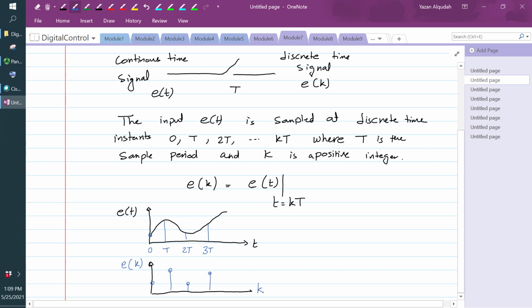And this is k, this is 0, 1, 2, 3, and so on. So again, E of t is a continuous time signal, and E of k is a discrete time signal, only defined at instances which are k multiplied by T. E of k is understood implicitly to be equal to E of t when t is equal to k multiplied by T. So E of k is equal to E of kT.